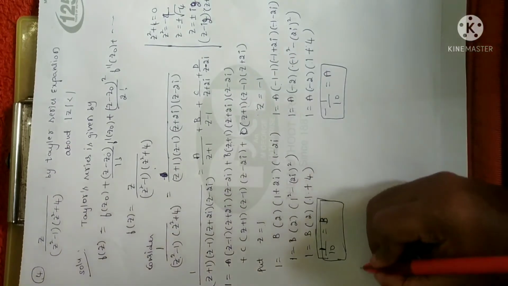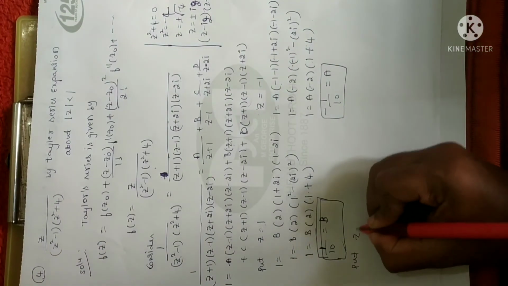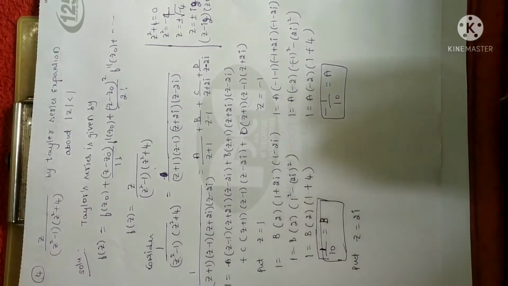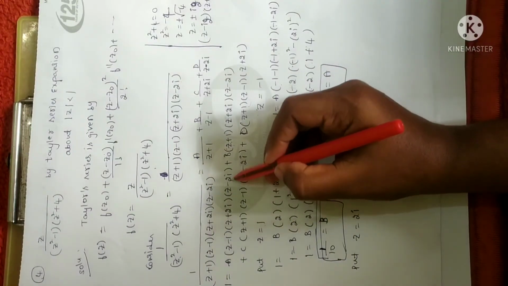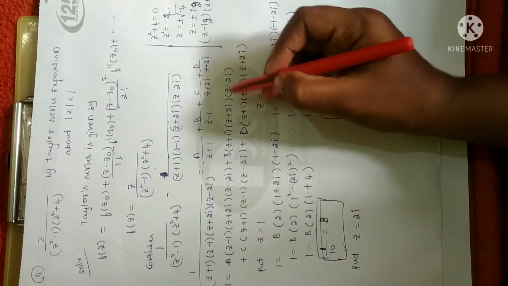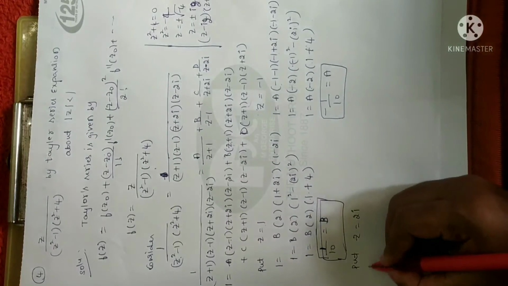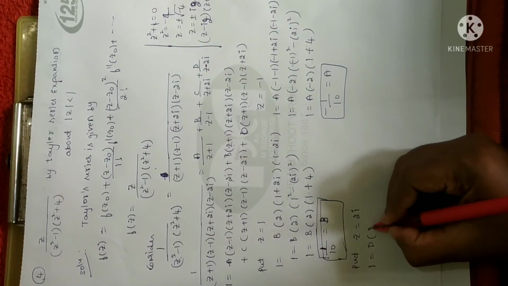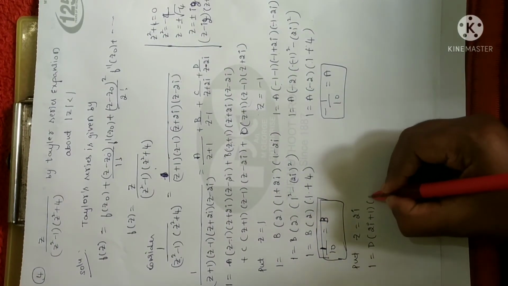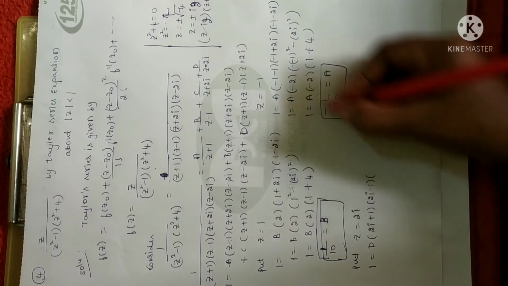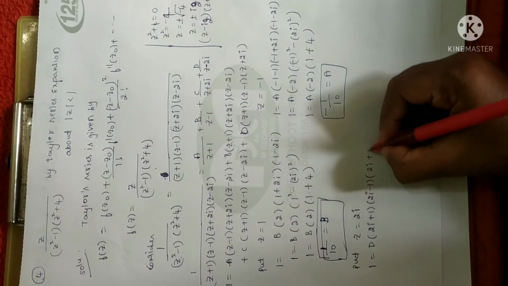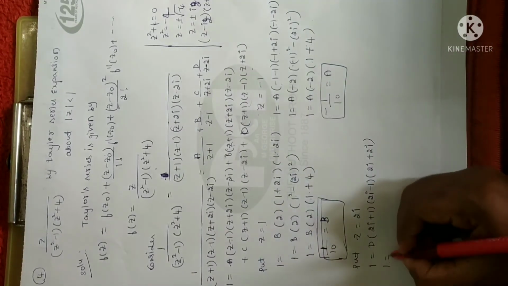Fine. Similarly, let me replace z with say 2i. So when you put 2i, minus 2i will not be there. So 2i minus 2i is 0. So this term also 0, this term also 0. So you will get d value. So 1 is equal to d into 2i plus 1 into 2i minus 1 into 2i plus 2i you will get. So let me simplify this.